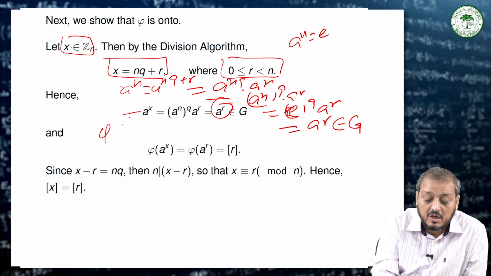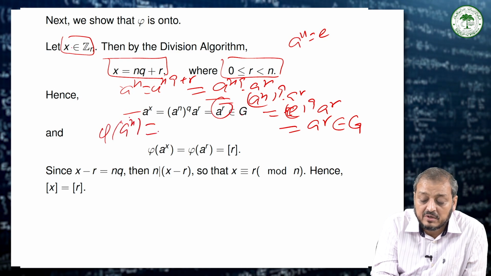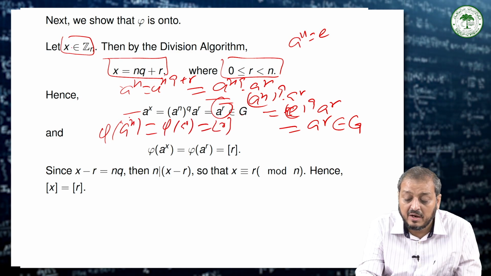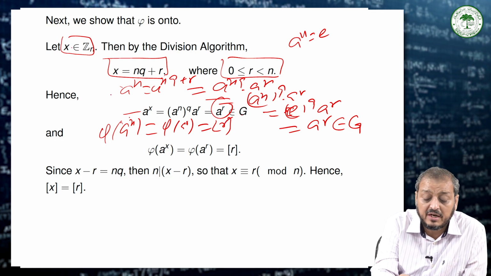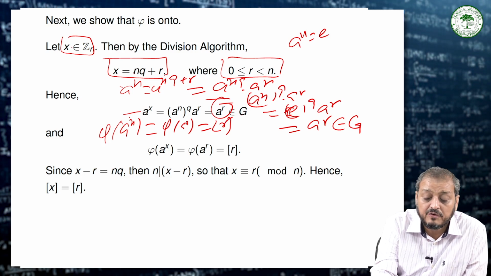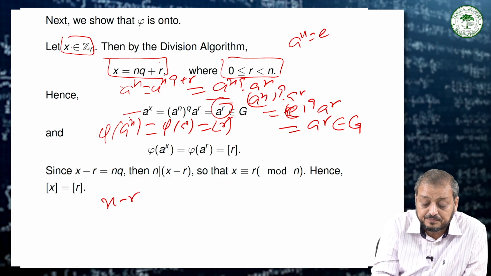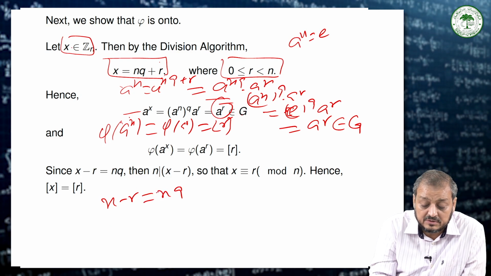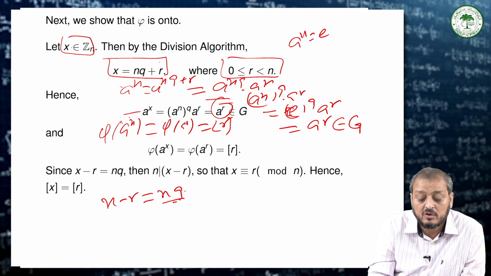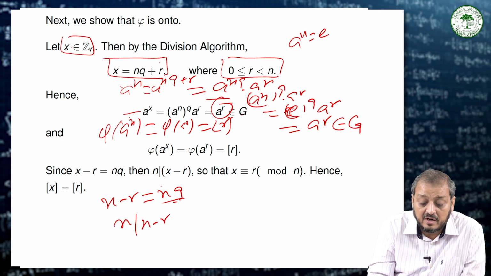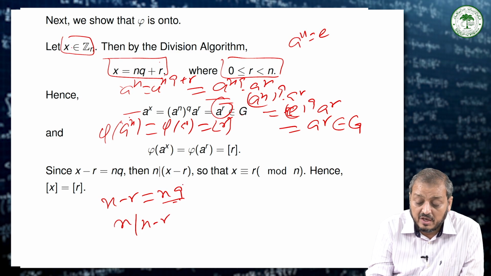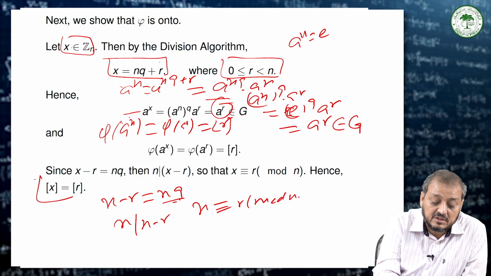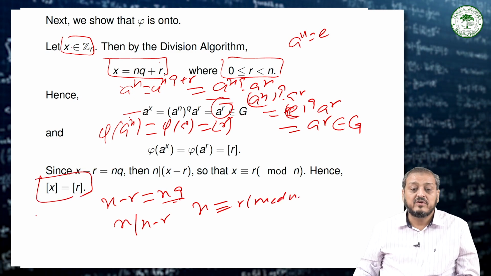So phi of a to the power x is equal to phi of a to the power r, which is the equivalence class of r. From here we can say that x minus r is equal to nq, so n divides x minus r. If n divides x minus r, then x is congruent to r mod n, and hence the equivalence class of x is the same as the equivalence class of r.